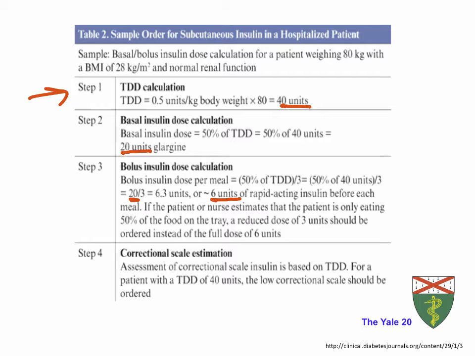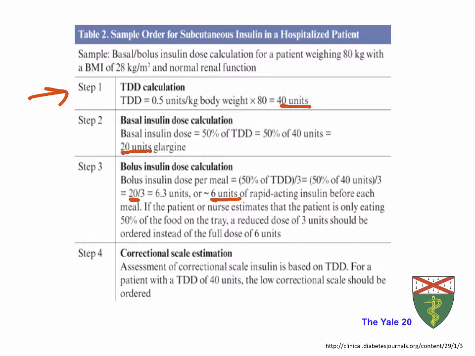Or, for example, if the nurse estimates that the patient only eats half of the food on the tray, you can give them half of the amount of insulin you had calculated for them. So for this example, it would be 3 units instead of 6 units. And you can adjust the actual amount of bolus insulin that you give the patient based on how much of the meal they actually ate.